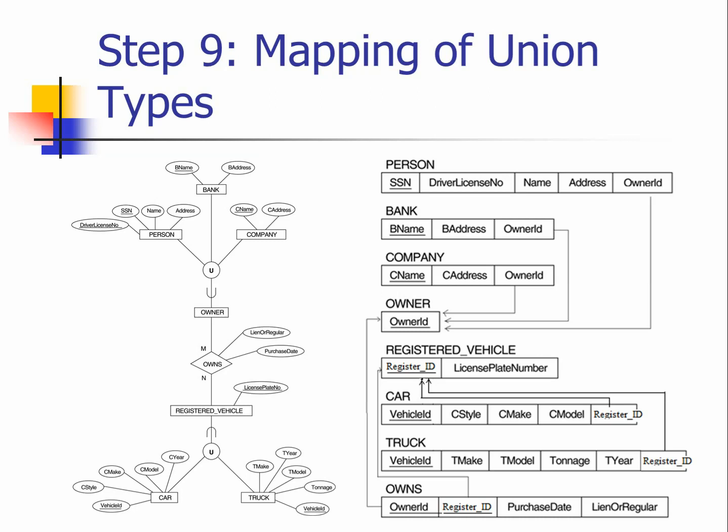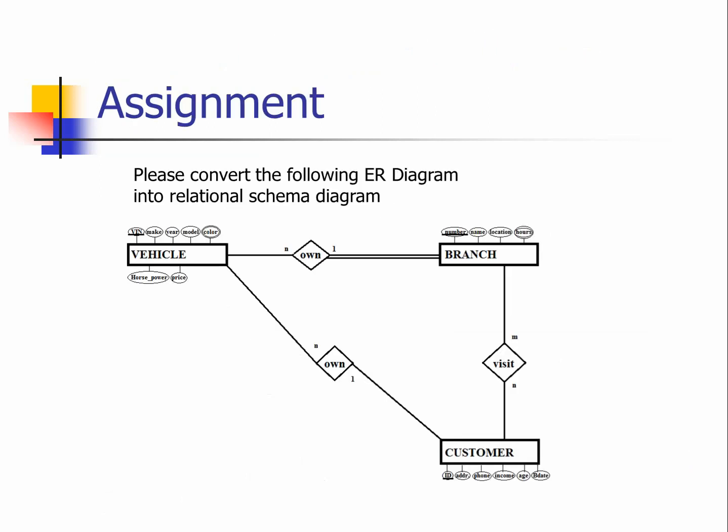So this is the conclusion of what we can do to convert the ER diagram, EER diagram into a relational schema diagram. Finally, I want to give you some assignment. This assignment is pretty straightforward compared with the example we just saw. So take a look at this one. This ER diagram, pay attention, this is only an ER diagram that has 3 entities. I want you guys to convert all of this into a relational schema diagram.